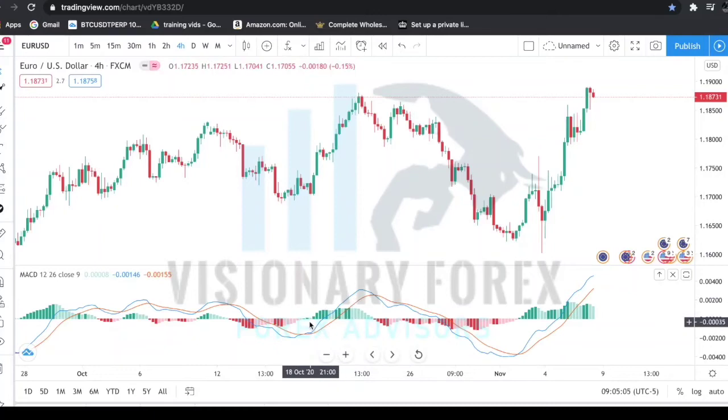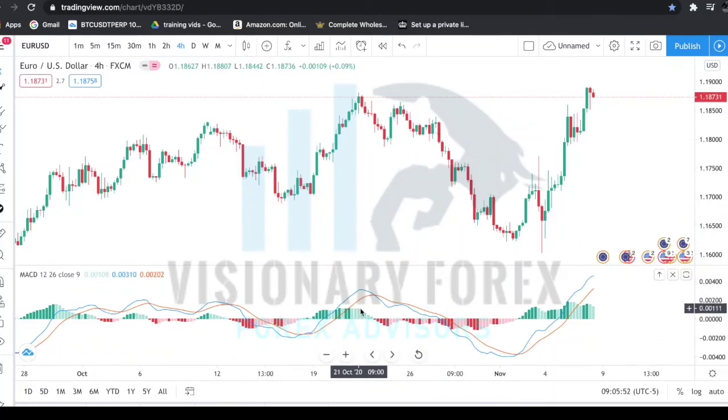So look at the histograms. The histograms were getting green. Strong green, strong green, strong green. This means that there is great buying activity over here. And when the histogram turns transparent, it means that the buying activity is gradually decreasing. As you can see, the buying activity is gradually decreasing. Look at here. The histograms were getting transparent over here constantly. This means that the buying activity is gradually decreasing. And on the chart, you can see the price is consolidating.